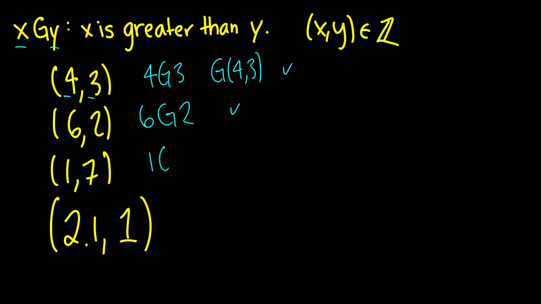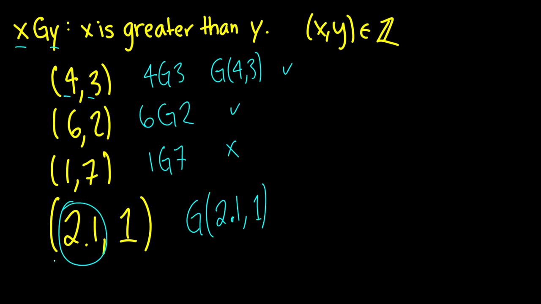What about 1 G 7? Is 1 greater than 7? No. Okay, here's something a little bit more interesting. If we have G of 2.1, 1, is this true or false? Well, here's a problem. We have this x value that is not an integer, when it clearly says x is an integer. So we really just don't make a claim. You could say this is vacuously false or vacuously true, but I would just not make any claims since the conditions aren't really appropriate. It's kind of like putting in an invalid entry and getting a syntax error, that sort of thing.